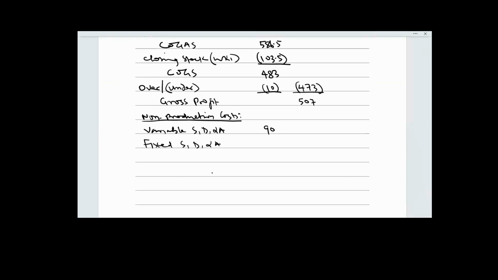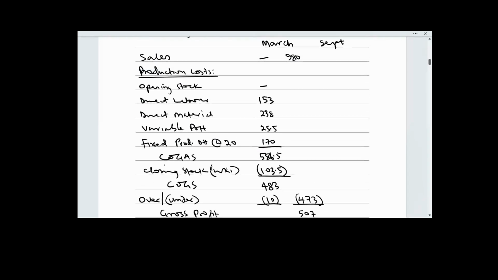Sorry, this one is variable, it is 196, and the fixed is 90. So add everything together. That's 286. So 286 minus 507, what you get? 221. So this is called net profit. Since there is no tax in the question, this is net profit or profit before tax. So you close, then go to September.